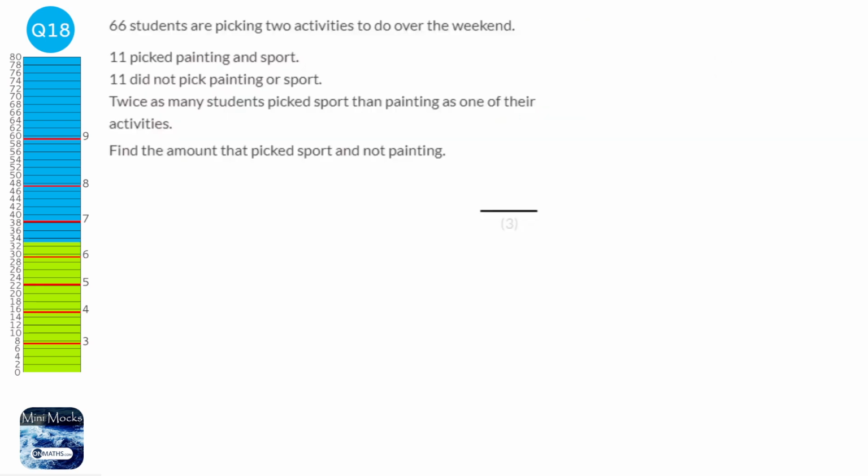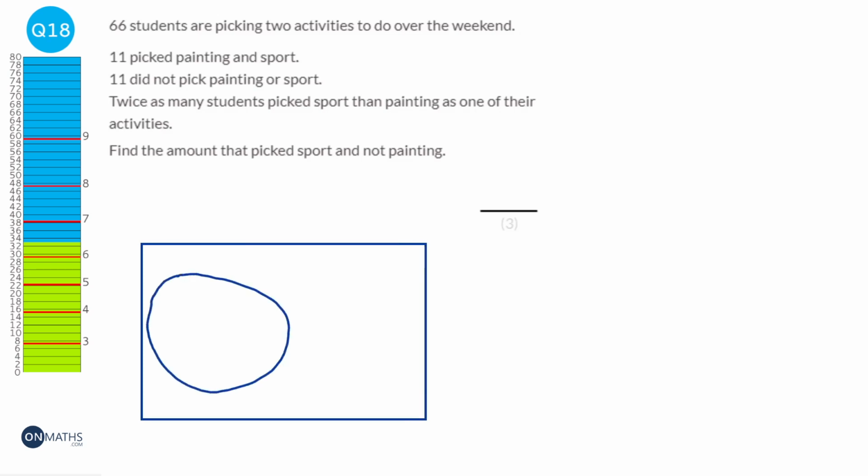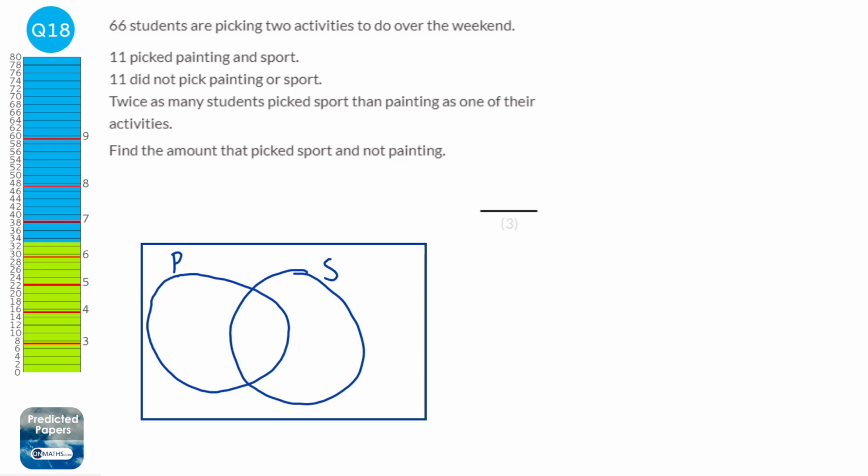So this question will probably need a Venn diagram just to make it a bit easier. So I'm going to draw a Venn diagram. You don't need to. If you can work out how to do this question without, you can do, but I think this is a really tricky question to do without a Venn diagram. So it says that they picked two activities. It was either painting, which I'll put as a P, and sport, which I'll put as an S. So let's start filling in the information it gives us.